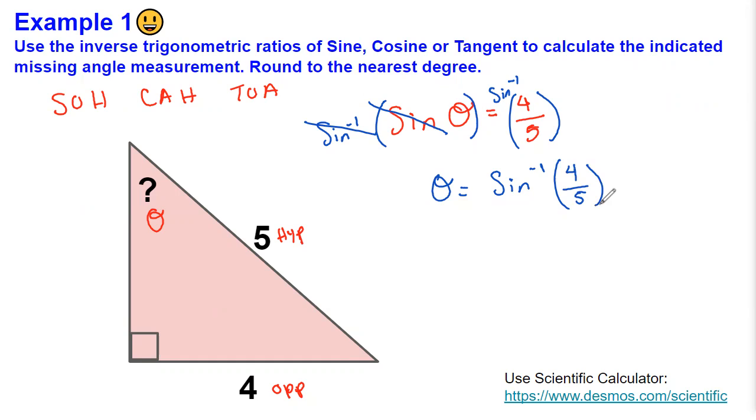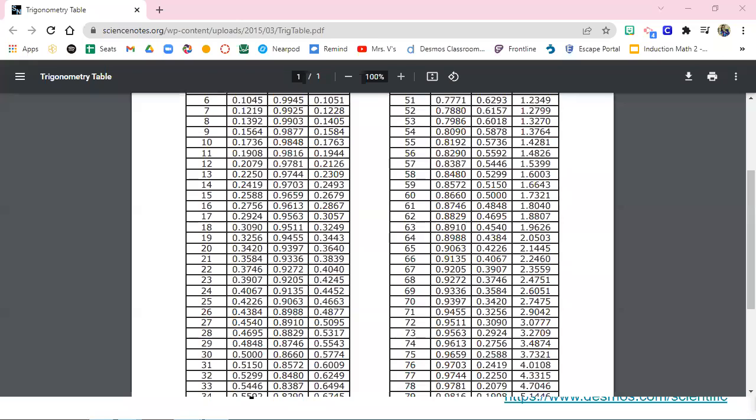So take out your table first. The ratio was 4 over 5, right? If I were to write the decimal value of that, what would 4 divided by 5 be? Not 0.75, 0.8 in this case. So we have sine inverse of 0.8. Because we have the sine inverse of 0.8, we're going to look into our table.